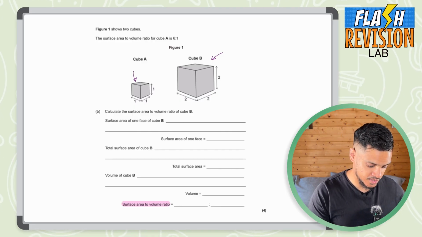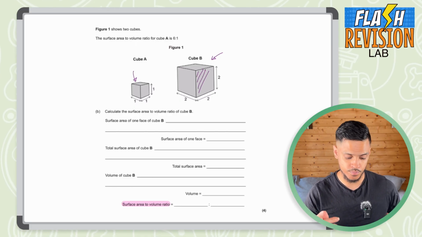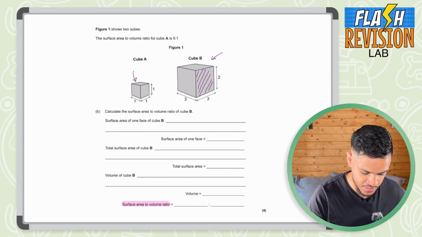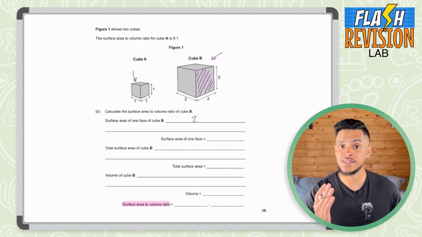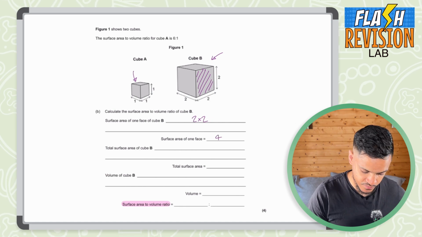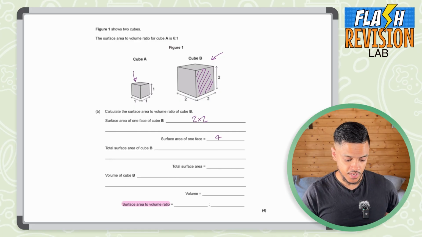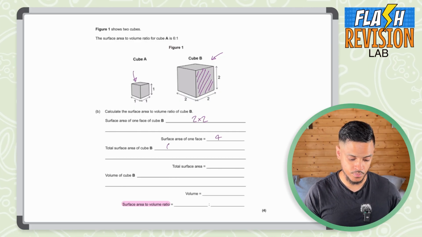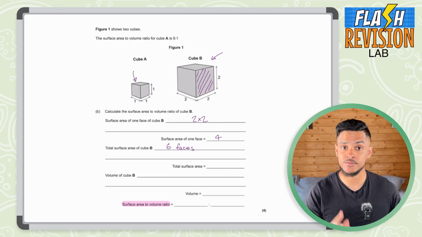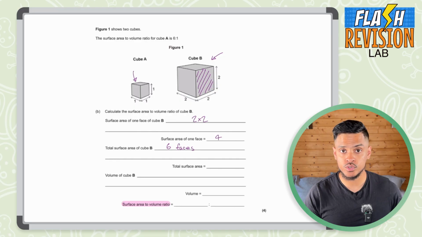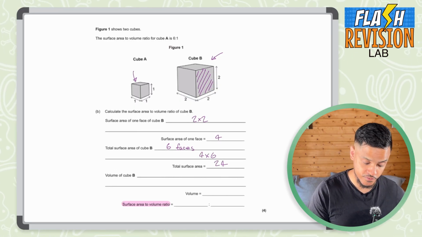So the first thing the question is asking is calculate the surface area of one face of cube B. So that's just one face. So that's basically a square. You're trying to work out the area of that square. Area of a square is width times length. So we just do 2 times 2 here, and that gives us an answer of 4. Second question is using that 4 that we just got, calculate the total surface area of a cube. Well, a cube has 6 faces, and we've just calculated that one face is 4. So to work out the total surface area for the whole cube, you just times the 4 by 6, and that gives us an answer of 24.